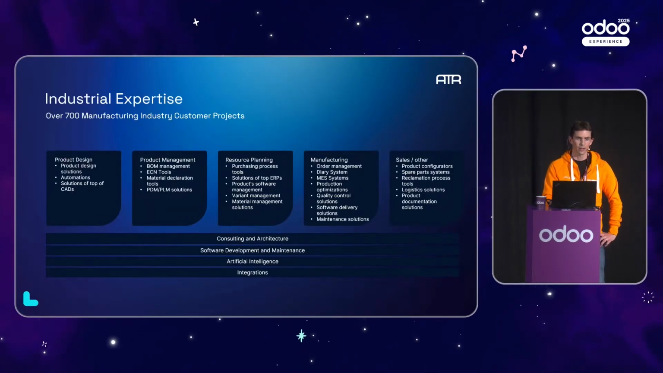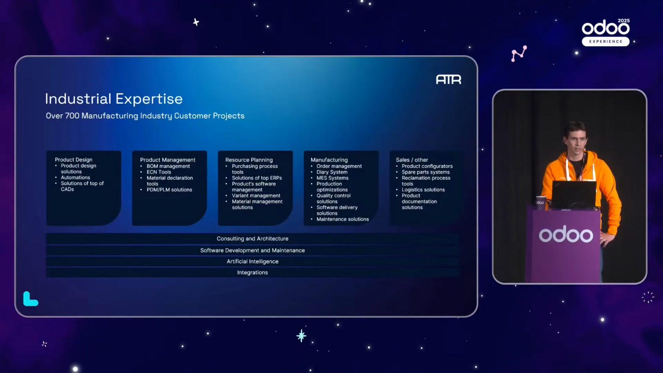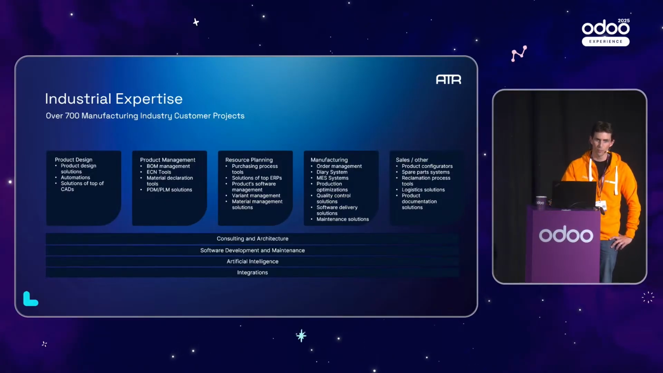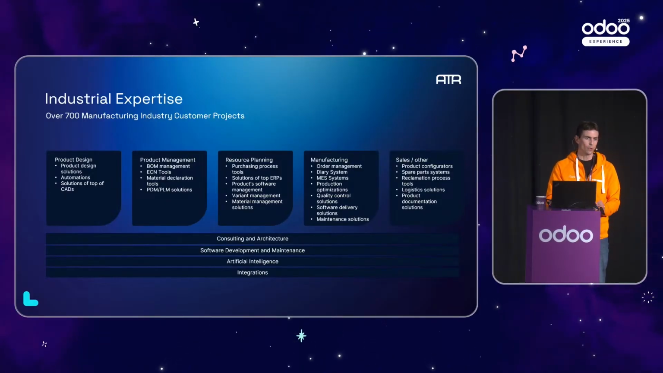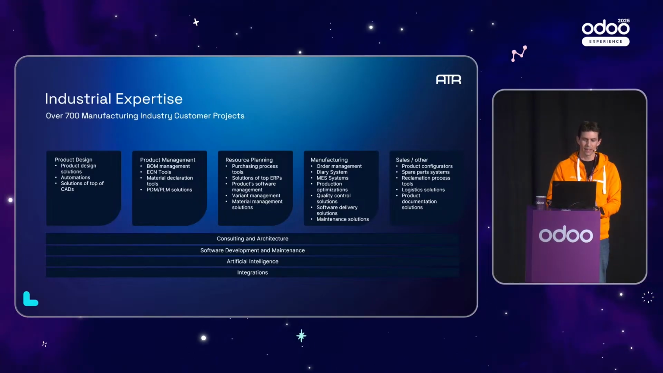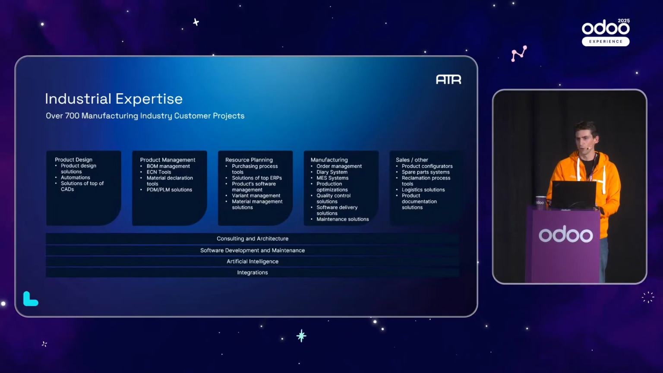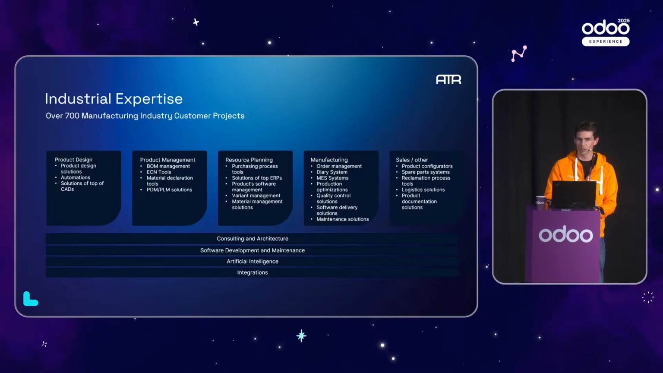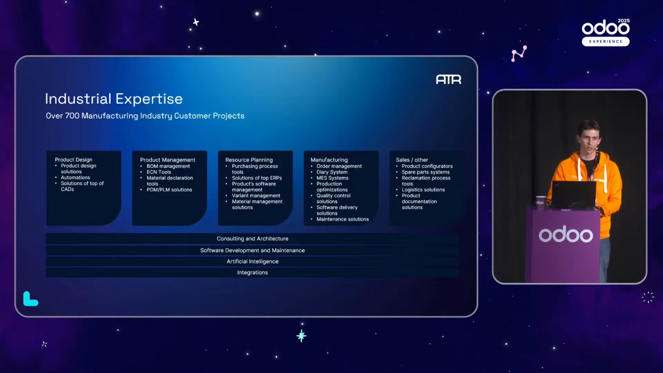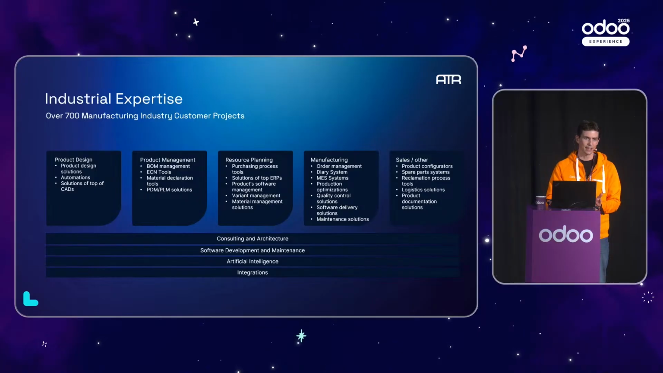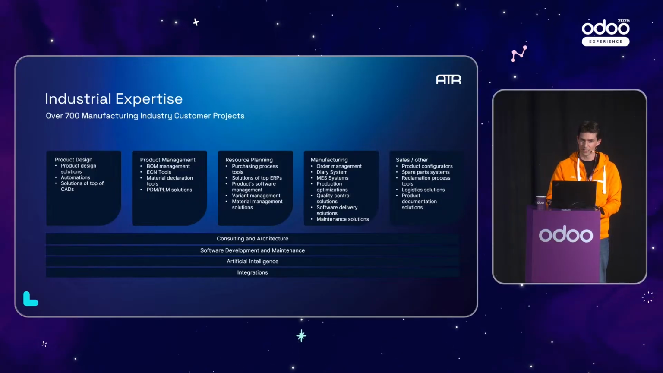Our industrial experience covers over 700 committed customer projects. We mainly work in the product design and product management area, which involves designing new products with CAD applications and managing the information that is produced in CAD in different PDM and PLM systems.